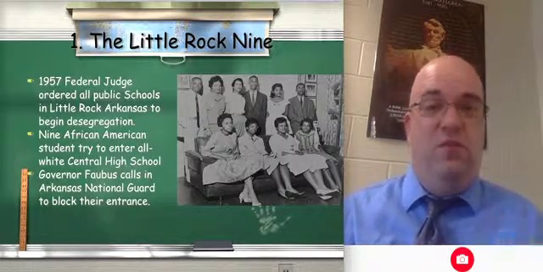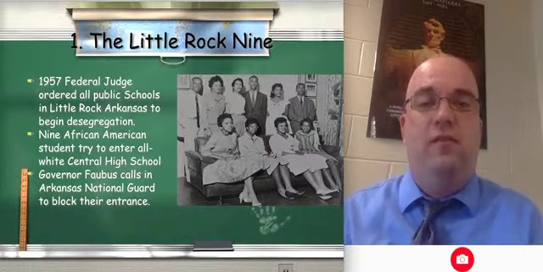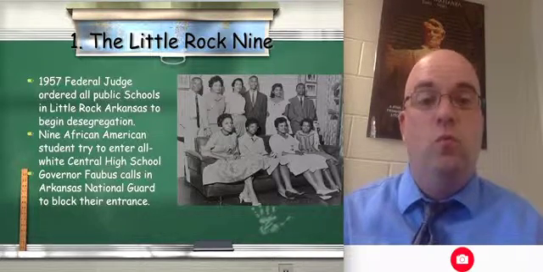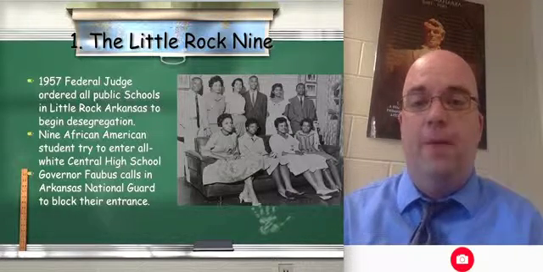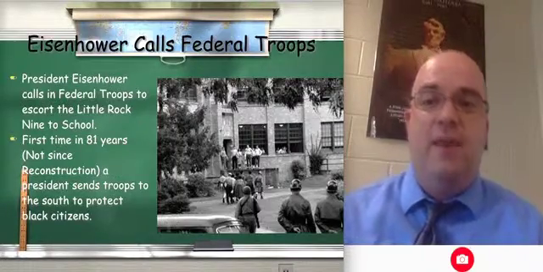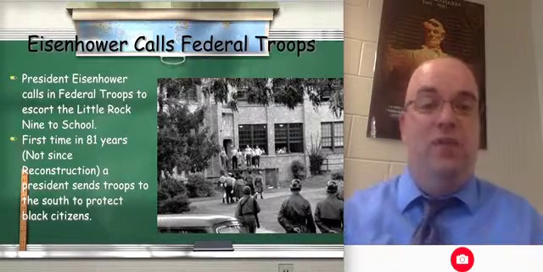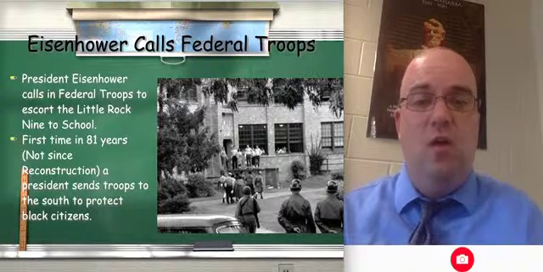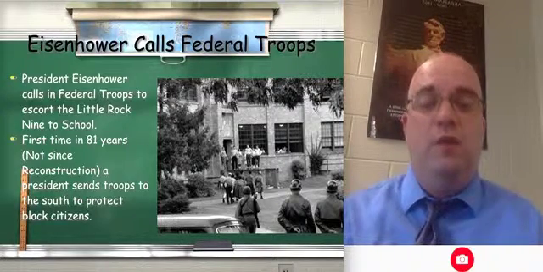Now, this is a federal judge who is ordering the school district and the state to begin the process of desegregation. And here you have a governor who is willingly opposing federal statute and federal law. And it creates quite a bit of controversy. And the president at the time, President Eisenhower, had to make a decision. Does he allow the state of Arkansas to disregard this federal ruling, or does he, as the president, have to step in and enforce that ruling to make sure it's carried out?